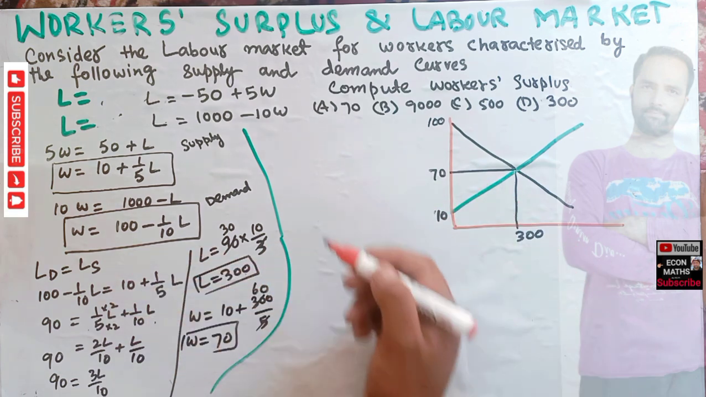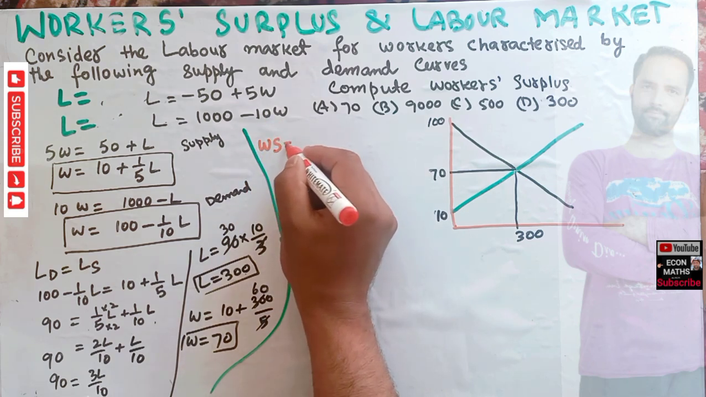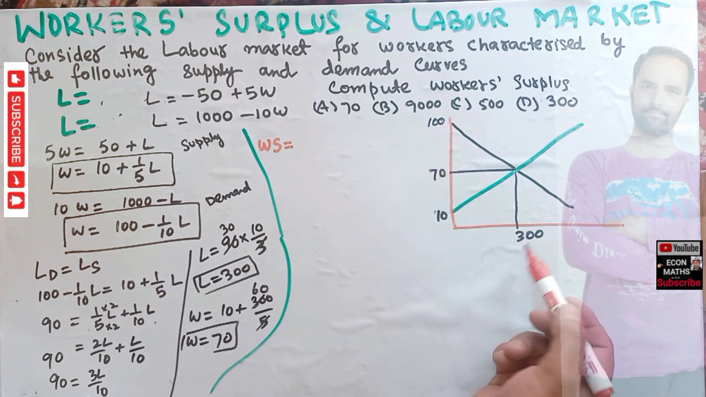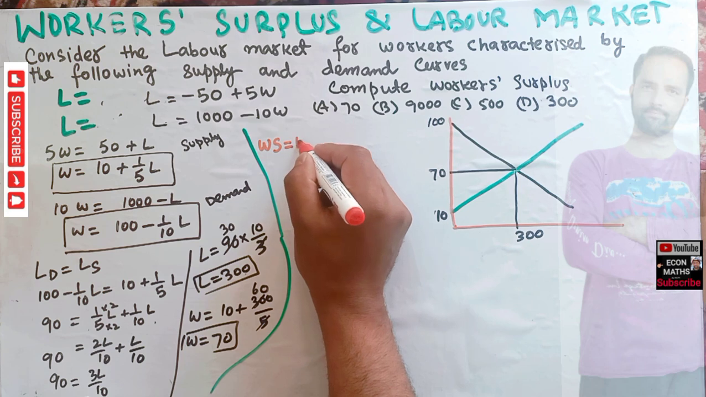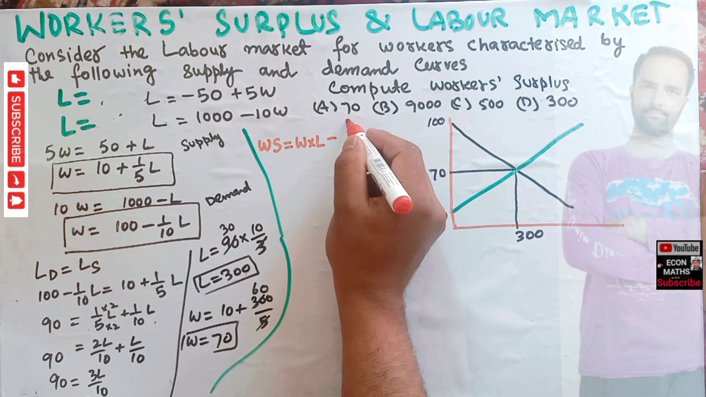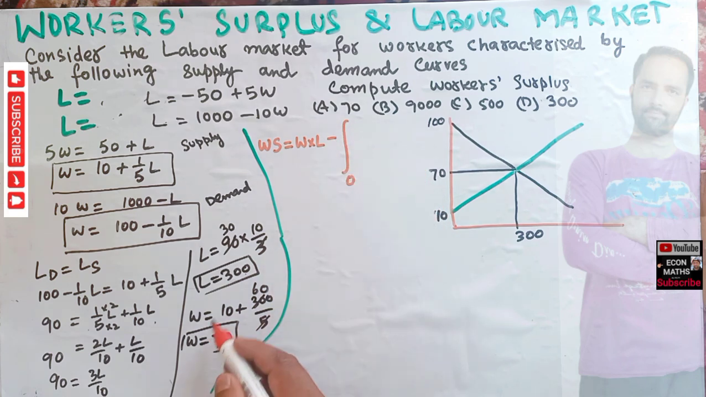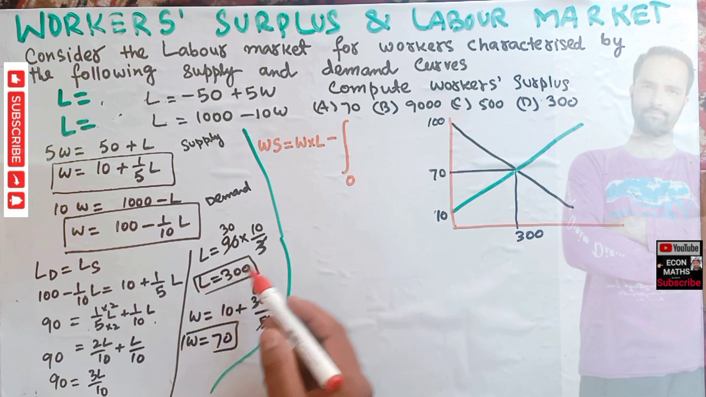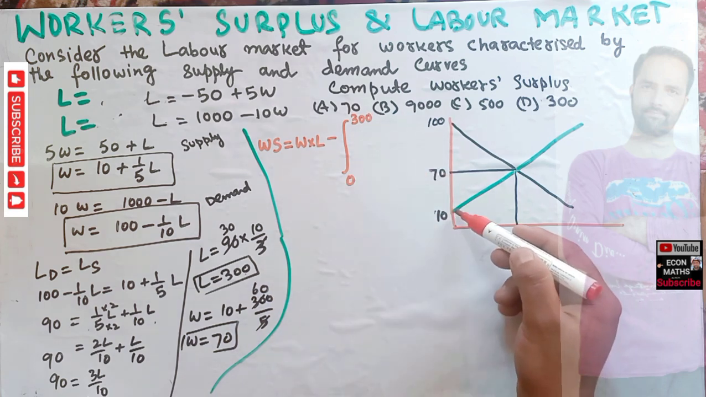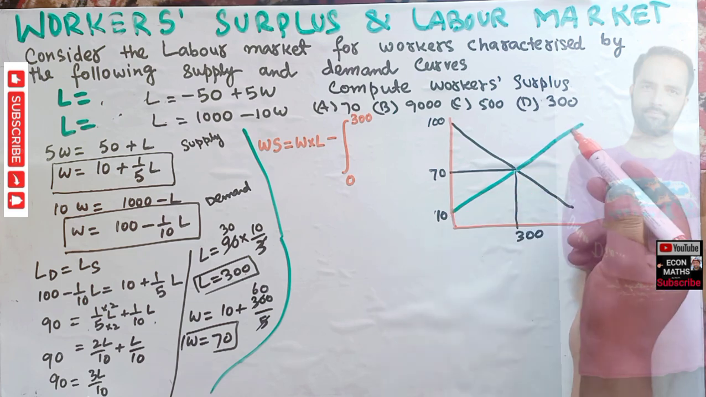Now what is worker surplus? Workers surplus will be equal to wage rate into units of labor supplied, minus the definite integral from 0 to equilibrium labor, that is 300, and the integral of this labor supply.